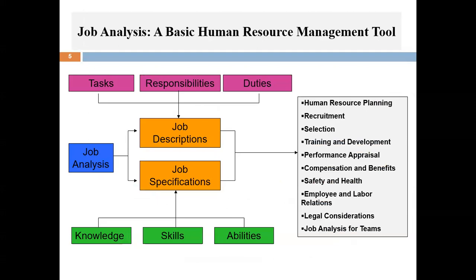Right. Now, what is job analysis? Job analysis consists of job description and job specifications. Job description consists of tasks, responsibilities, duties. Job specification is KSA: knowledge, skills, and abilities. So, what for? All these things: human resource planning, recruitment, selection, training and development, performance appraisal, compensation and benefits, safety and health, employee and labor relations, legal considerations. Job analysis is even for teams also.